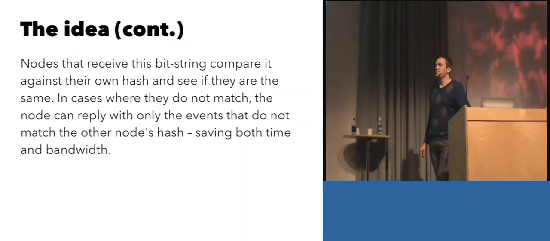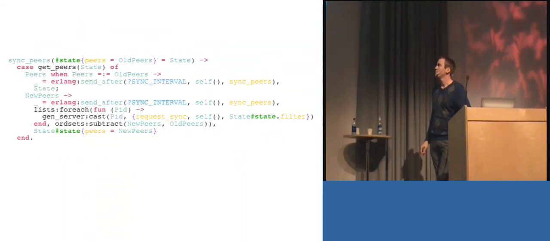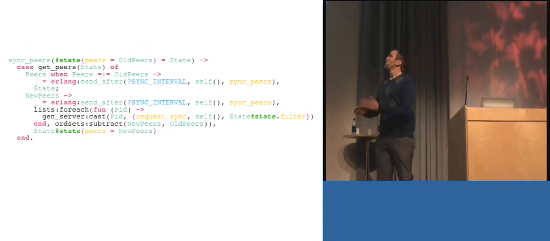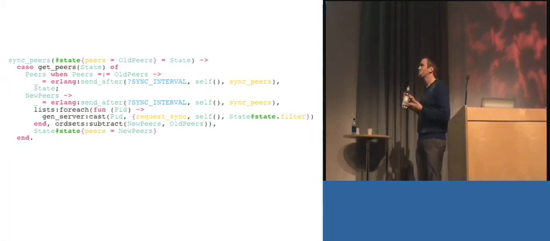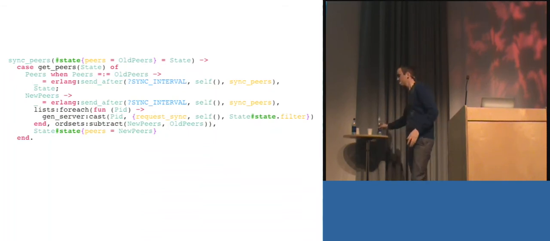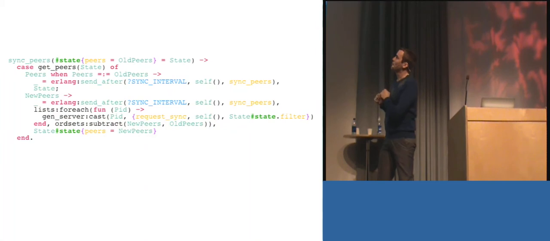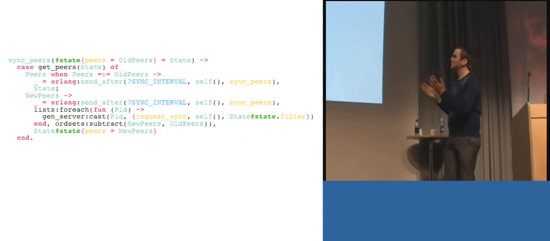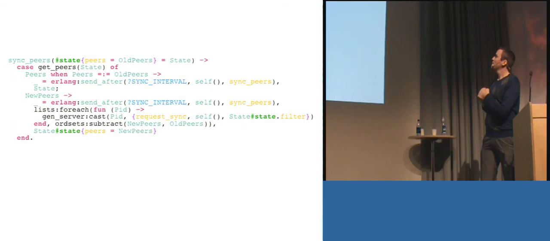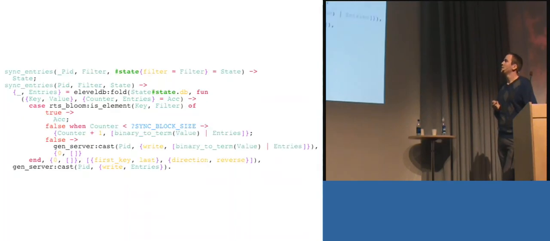And to show that this is not just vaporware, I'm actually going to show some code. This is from our chat log synchronization thingy, where basically, whenever there's a new pair in our network, we get pairs, our current pairs, and when we have new pairs, we're going to sync those by sending our current Bloom filter. So this is actually what happens.